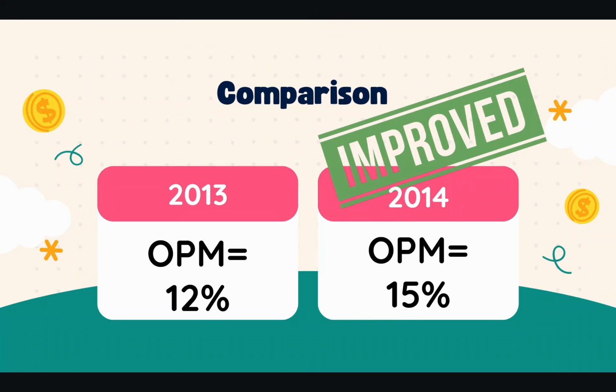Comparison time. So in 2013, the operating profit margin was 12%. That was given in the table. And in 2014, it is 15%. So that's an improvement. So we're very happy about that. We don't want the percentages of our ratios to decrease. We want it to increase.